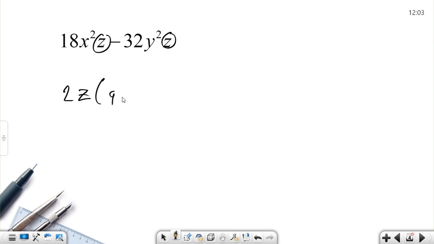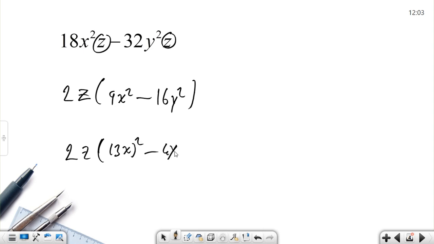18 divided by 2 is 9, x squared. z divided by z is 1, 1 times 9 is 9, so we don't have to write it. 32 divided by 2 is 16, y squared. z divided by z is 1, 1 times 16 is 16, so I don't have to write it again. So now, as you see, there are perfect squares. 2z, and 3x squared minus 4y squared, that's a squared term now.